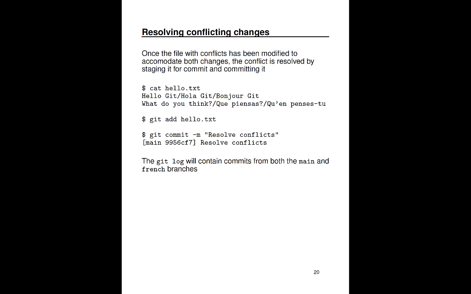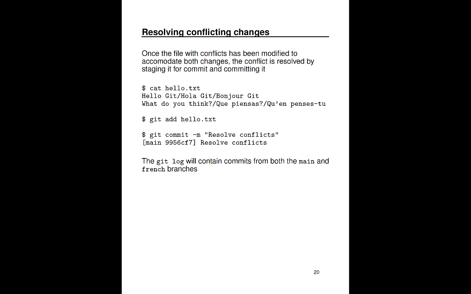Once you have manually resolved the conflicts, and here again, I just did that here, as you can see, the contents of hello.txt now contains both the Spanish and the French translations, and you're happy with it. You can stage the now modified hello.txt file for inclusion in the next commit, and do the commit. This will create a new revision in the repository with the resolved conflicts.